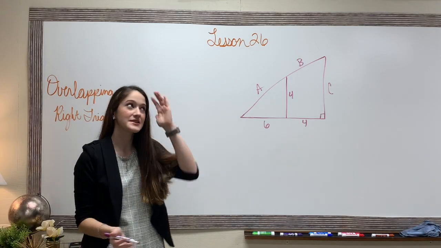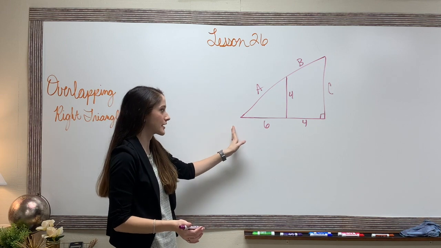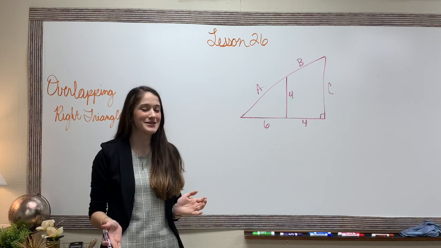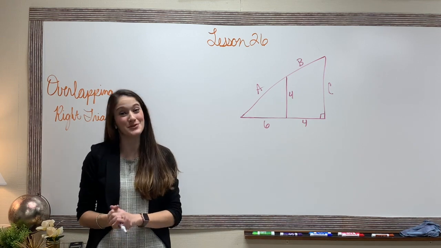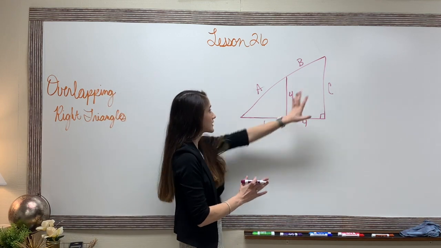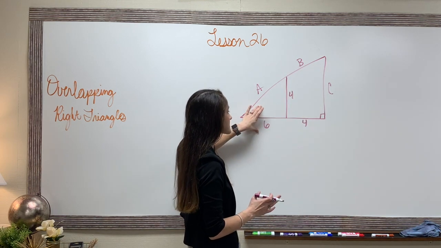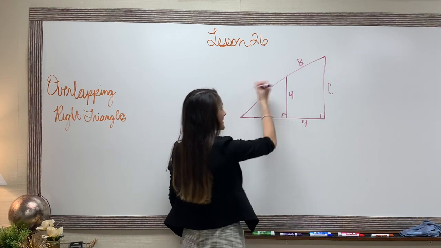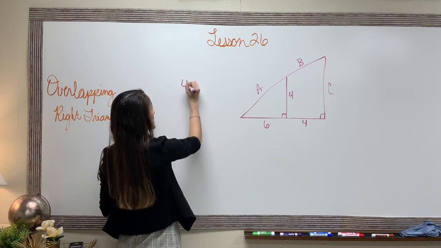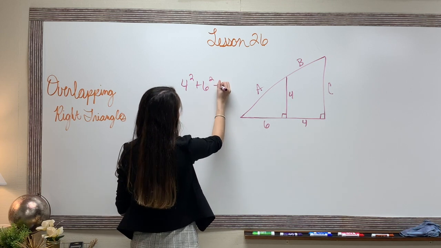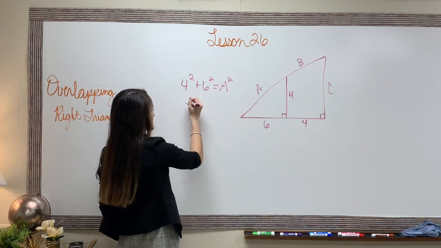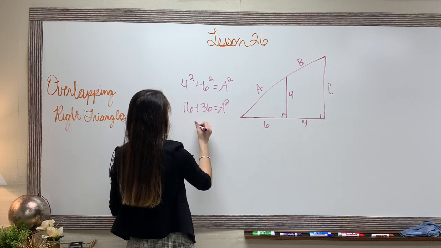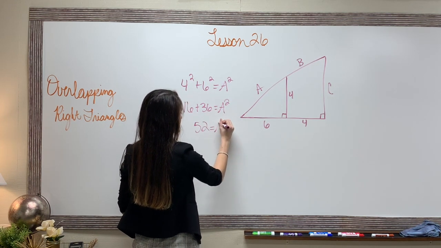The second concept in this lesson is overlapping right triangles. And yes, we could use proportions to solve these missing sides, but because they are a right triangle, another thing that we can do is we can use Pythagorean theorem. So ignoring the larger triangle and just focusing on the smaller one right now, I know that I have 6 and 4 for my legs, and A is my hypotenuse. So I can say 4 squared plus 6 squared equals A squared. So that's 16 plus 36 equals A squared, which will be 52 equals A squared.